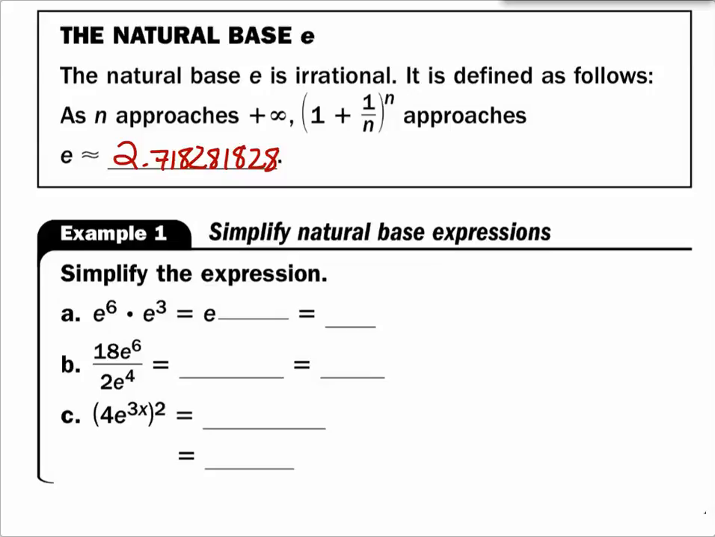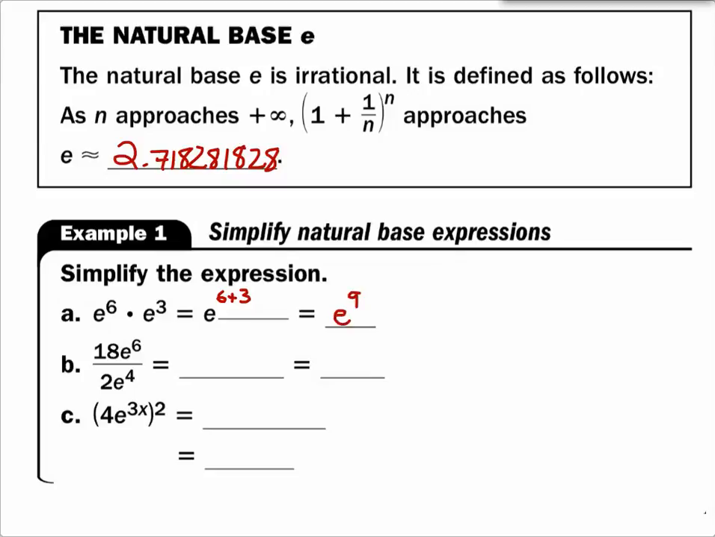Now, these look a little intimidating because it's like e's and numbers and stuff, but for this purpose, all we're doing is applying the usual rules. So, for example, on part A, where it's e^6 times e^3, it's really e to the 6 plus 3, because we're just adding exponents. So it's e^9. Done.